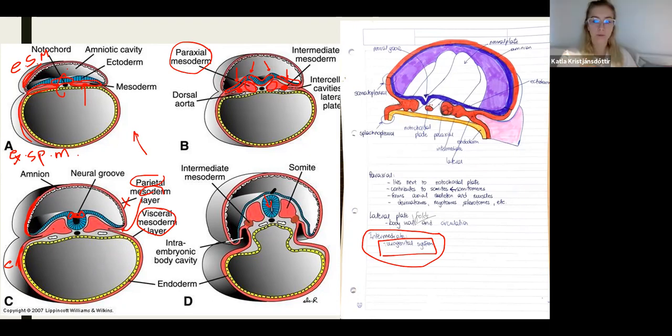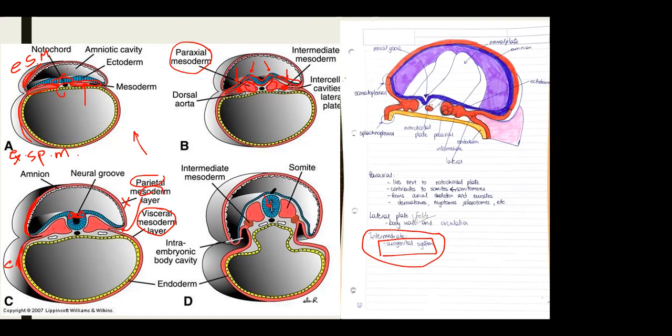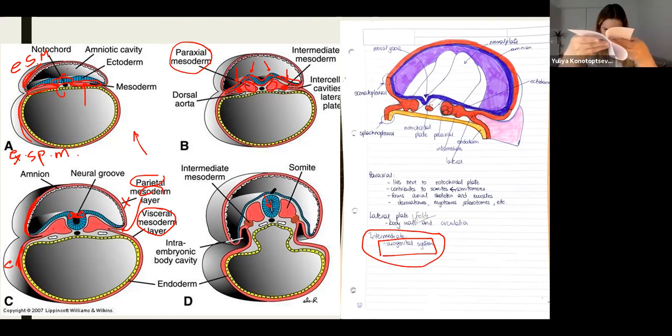Neural fold. Groove. Neural groove. How do we call these elevated parts, this one? Neural fold. Neural folds. What do neural folds do? They do this. They fuse together. They come close together, and you have created neural tube.